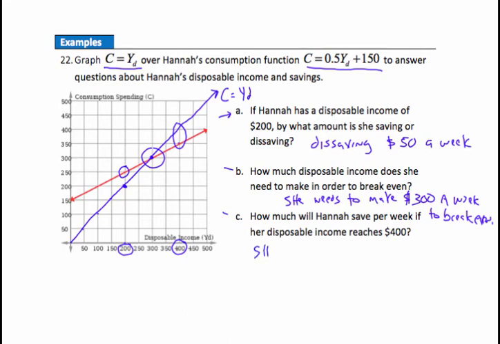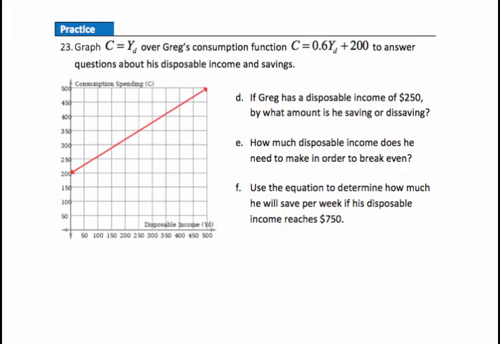So she will save $50 per week. Go ahead and pause your video player now and answer practice question 23. When you're done, hit play to see how you did.